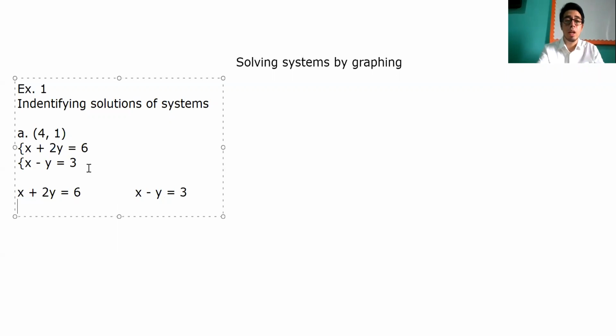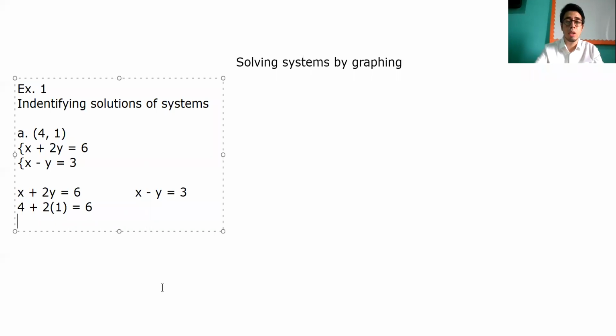This is what we have in here, but we need to replace the value for x and for y, and you need to prove if the solution is correct or not. I have x is 4. 4 plus 2 times y. What is the value for y? 1. This has to be equal 6, and you can see that it's going to be 6, right? 4 plus 2, we have that 6 equal 6.